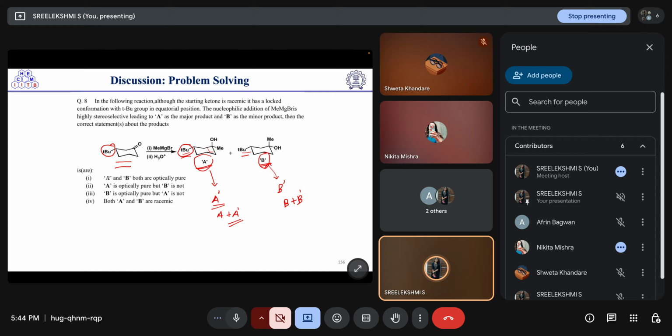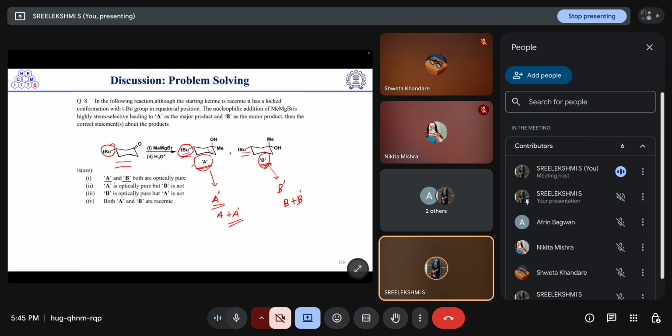Is it clear? So A and B are optically pure means A has only this stereochemistry. That is the only compound which has the tertiary butyl alpha, hydroxyl axial, and methyl equatorial. Its mirror image is not present. Here also the mirror image is not present; only whatever configuration is given here is present. So that's what A and B are, both are optically pure.